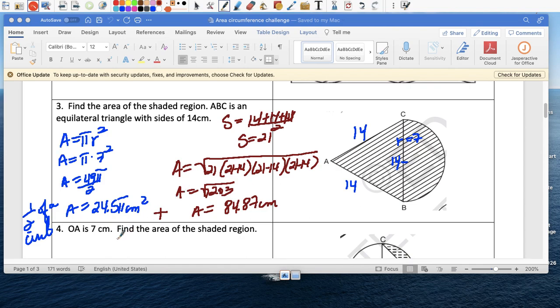It's 79.97 plus 84.87. Right, so approximately, it's not going to be a precise answer, 79.97 plus 84.87 equals 164.84 centimeters squared. That's the area of the combined shapes.